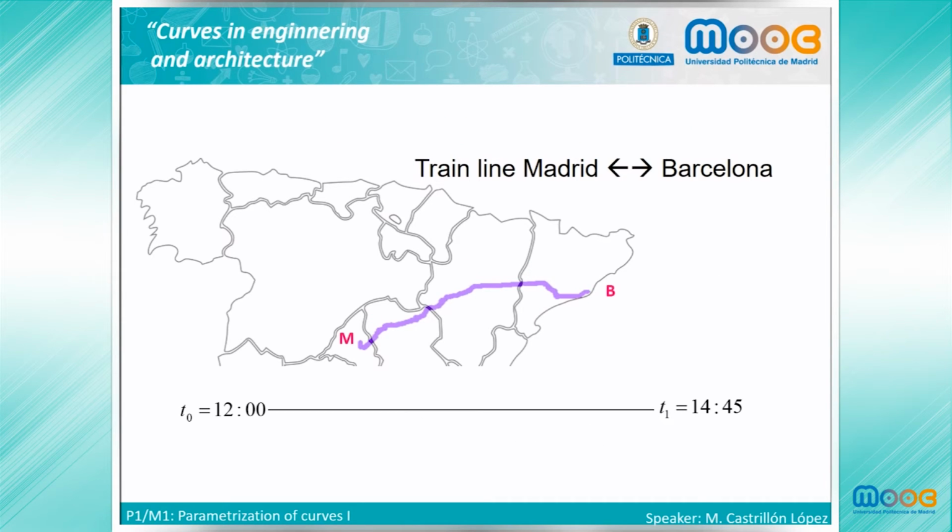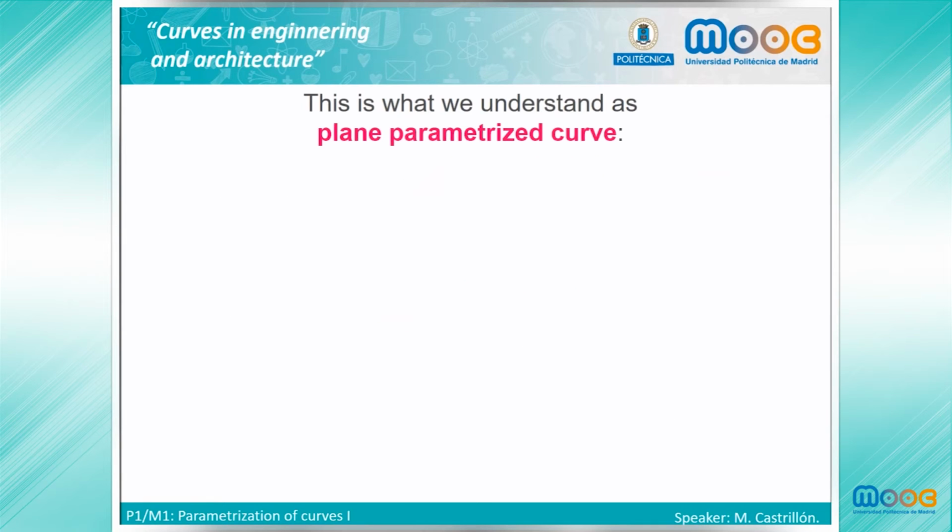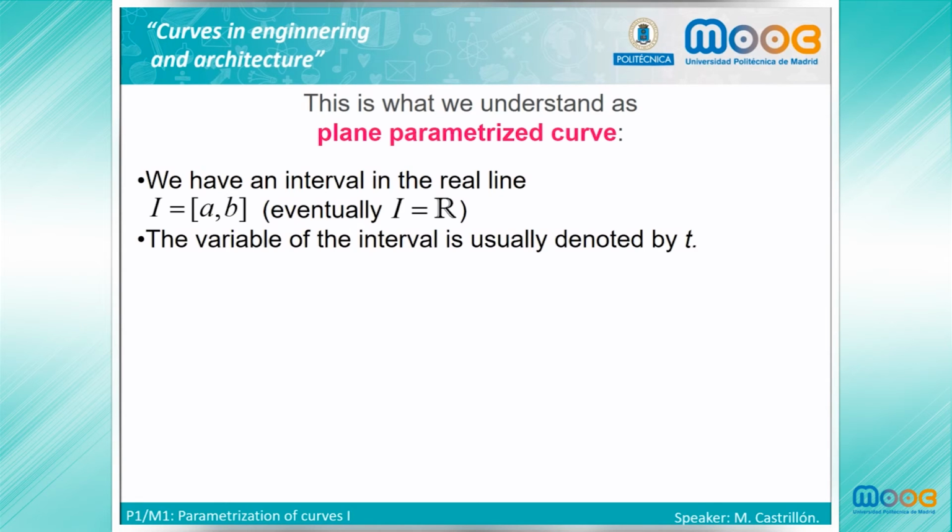The ideal situation would be to know, for every value of the time t between departure and arrival, the exact position of the train. That's not so difficult today with a GPS device. With that example in mind, we can begin to give the notion of plane parametrized curve. For that, you need an interval of the real line. In our example, that was the time interval of our trip, but in general, it is any interval, even unbounded, or eventually the full real line. The variable of that interval is usually denoted by t as time, but you can use any other letter.